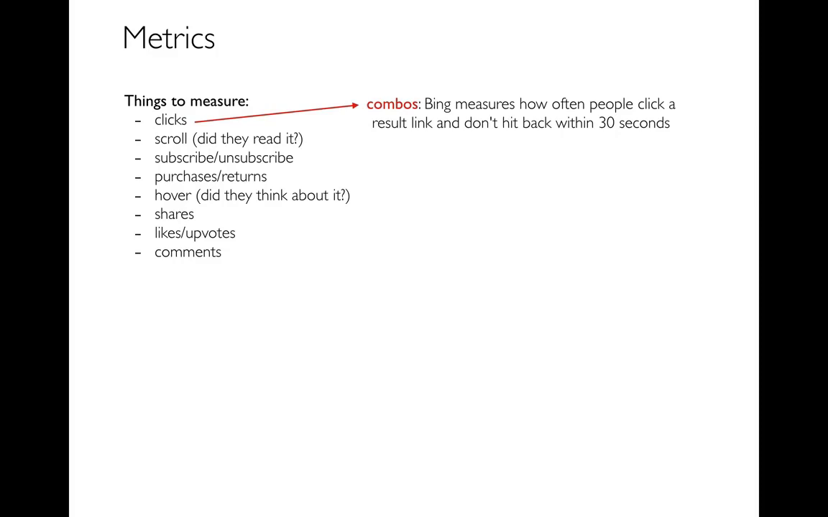For example, Bing is a search engine, and if they're trying to measure the quality of their search results, what they're ultimately trying to do is help people find information. So what they consider a positive is that somebody clicks on one of the suggested links and they don't hit the back button within 30 seconds. So they actually went to a page that had some useful information. If they click and immediately come back, maybe that's a negative sign that it wasn't a very useful result.